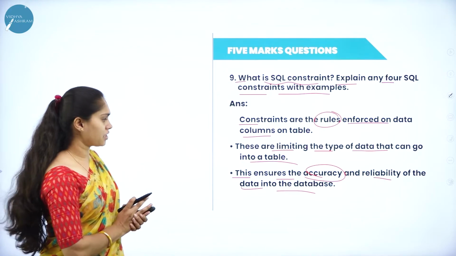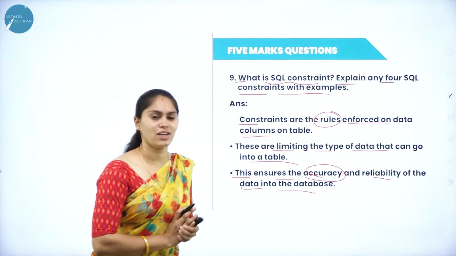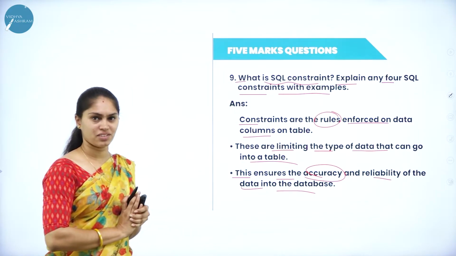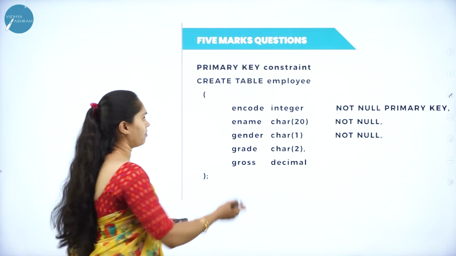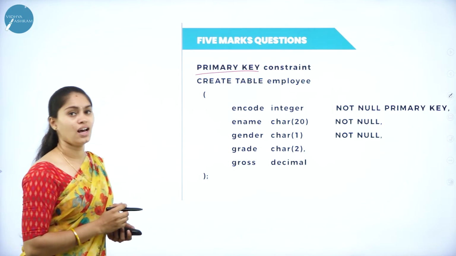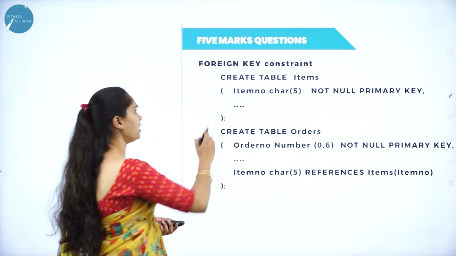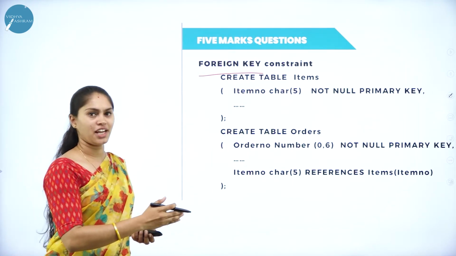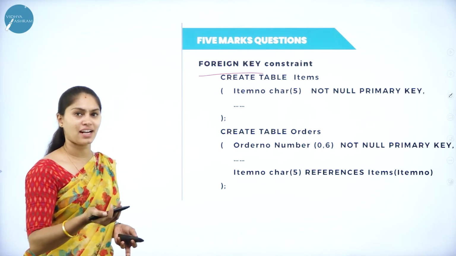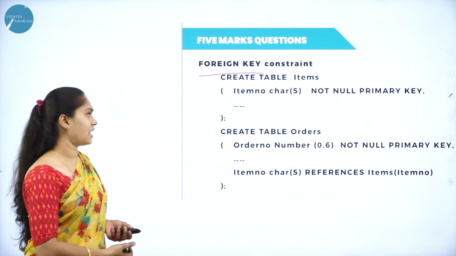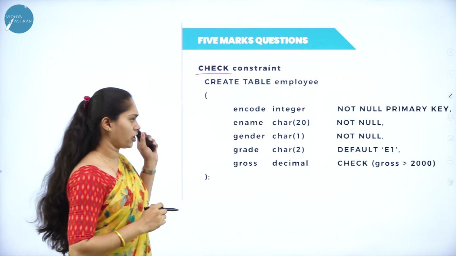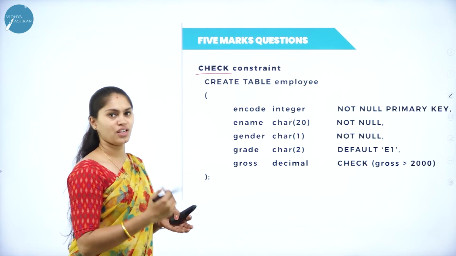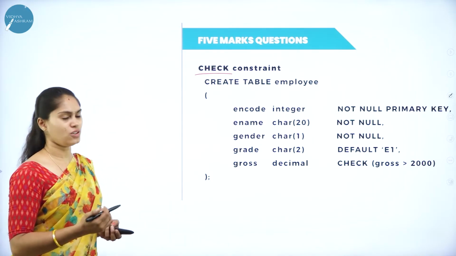If we have constraints, there is also a possibility of providing security for the data. We have the primary key constraint, which we have already discussed: it should not be null and it must be unique. And the foreign key constraint: the primary key of my table acts as a foreign key in another table. And we have also discussed the check constraint. It checks some condition, and if it is true, then the further things take place.